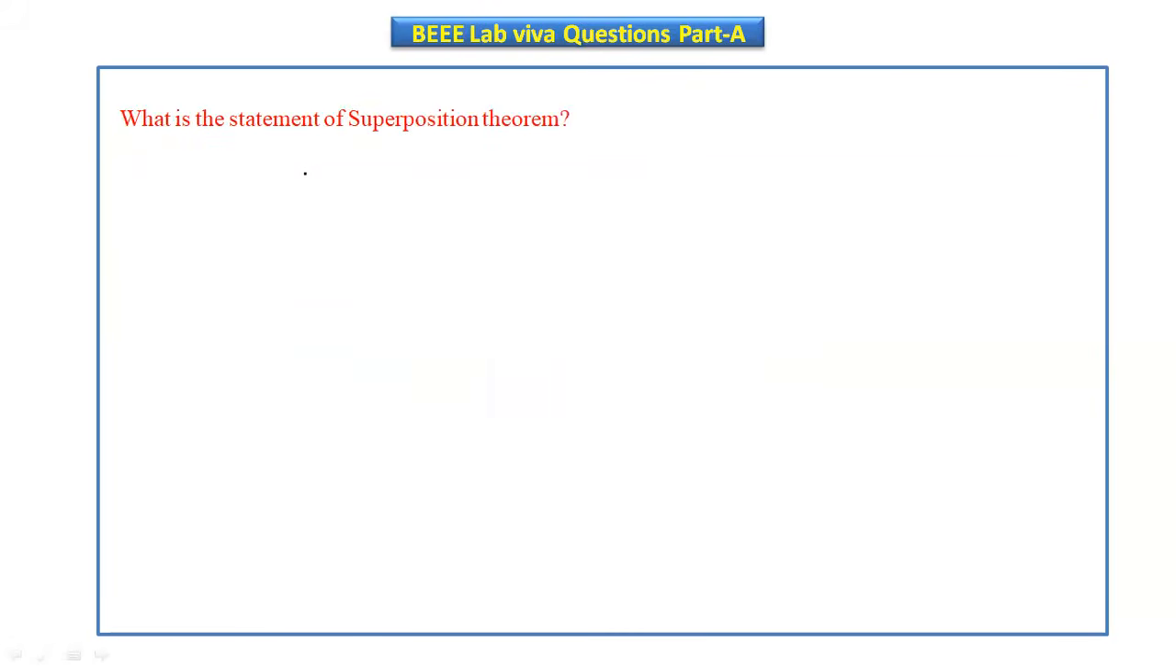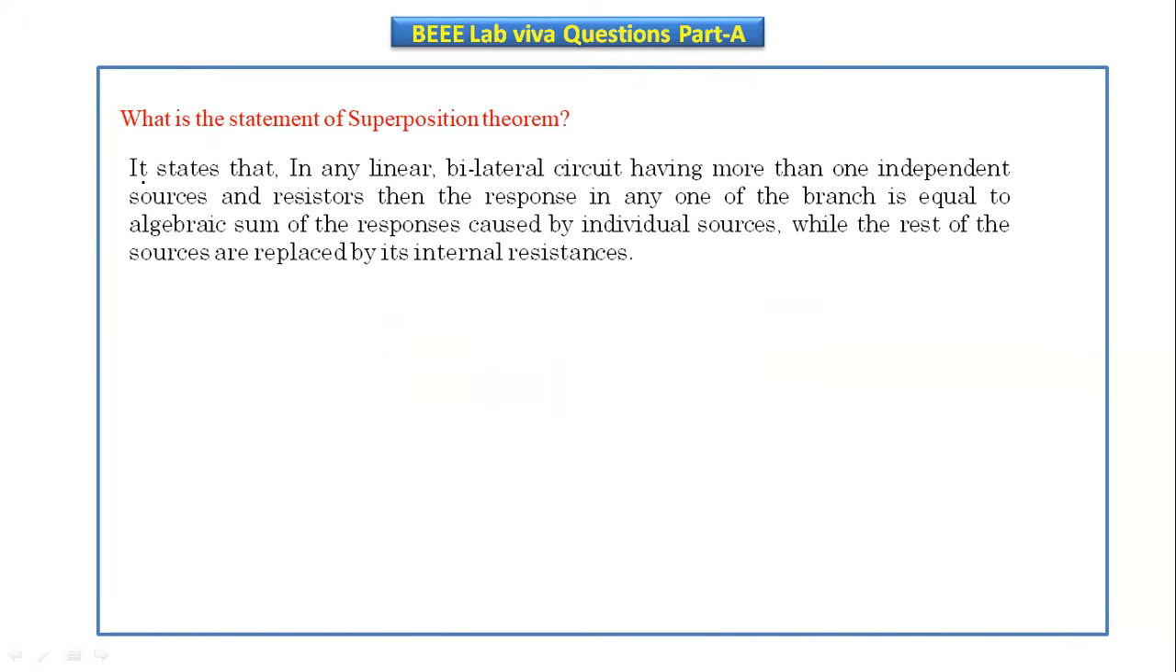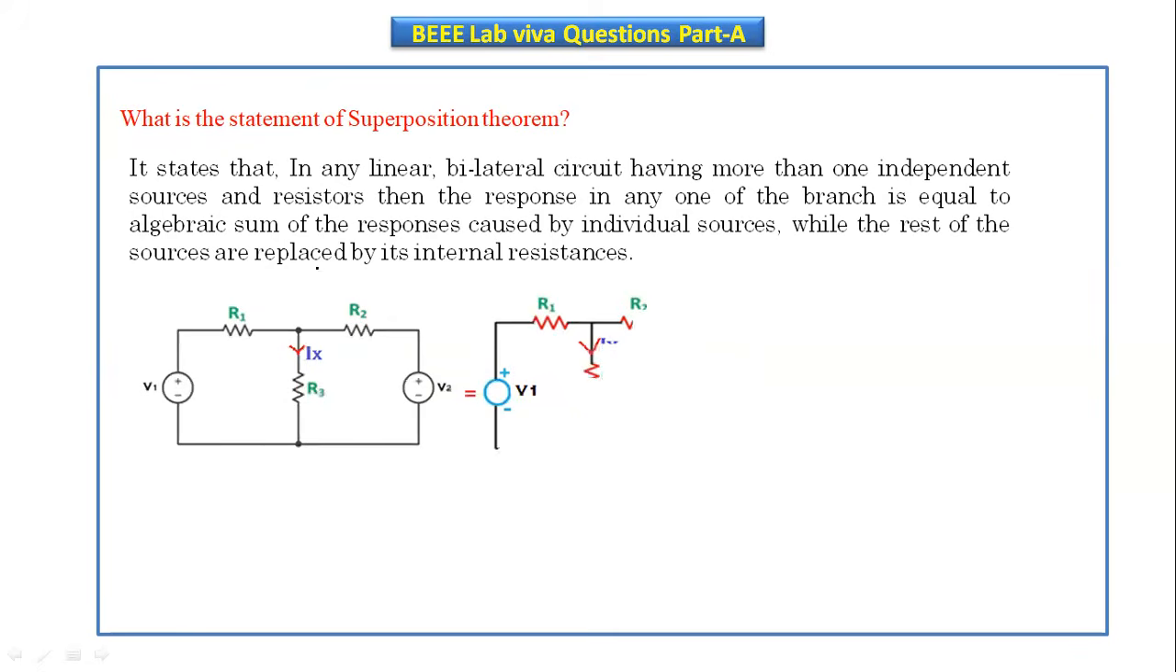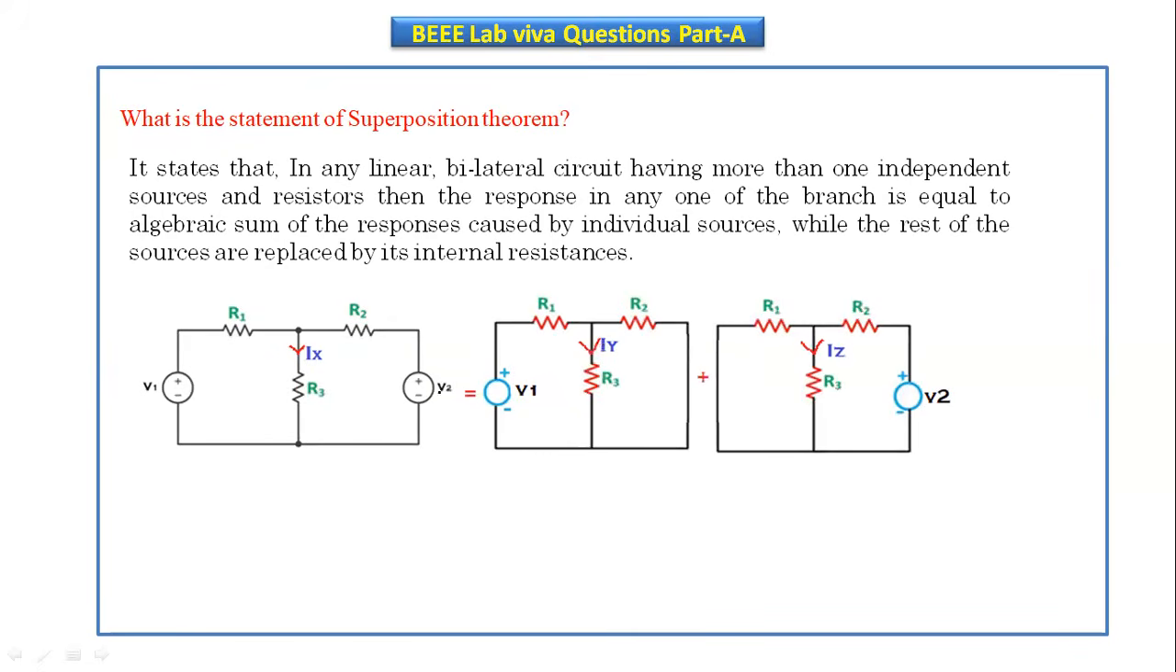Next, what is the statement of the superposition theorem? It states that in any linear bilateral circuit having more than one independent source and resistors, the response in any one of the branches is equal to the algebraic sum of the responses caused by individual sources, while the rest of the sources are replaced by their internal resistance. See here, this is the circuit diagram of the superposition theorem.